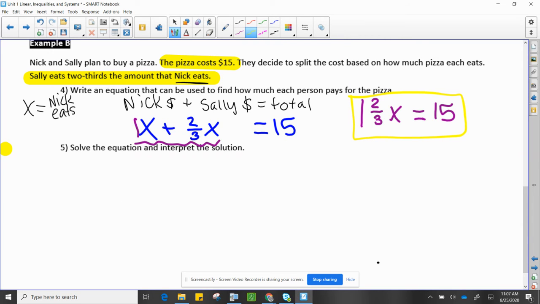So let's just go back to here really quick. I have 1 and 2/3 X equal to 15. So if I divide out that fraction on both sides, that should solve the problem for me. So let's just use our calculator.